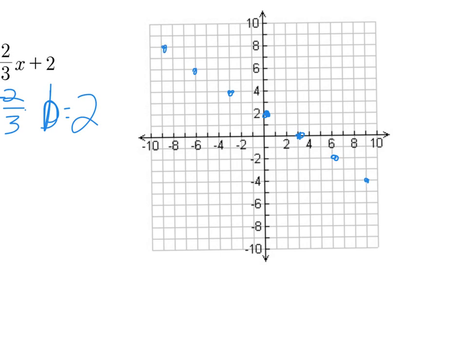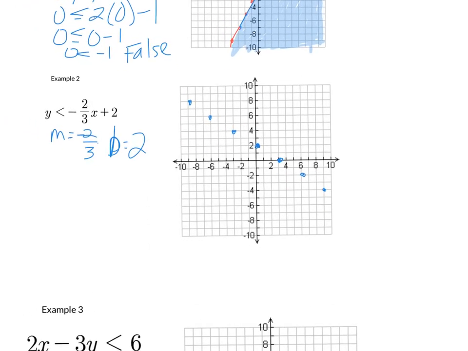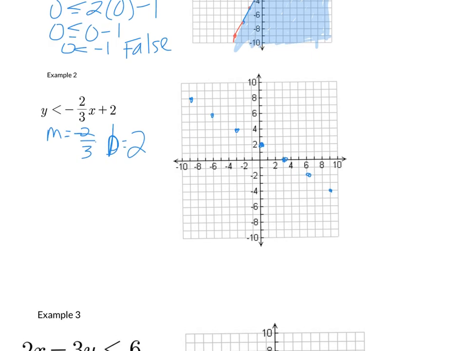And we've got dots. Now, this one's slightly different because it is strictly less than. If you look over here at the inequality again, it is a less than symbol. There's no bar.